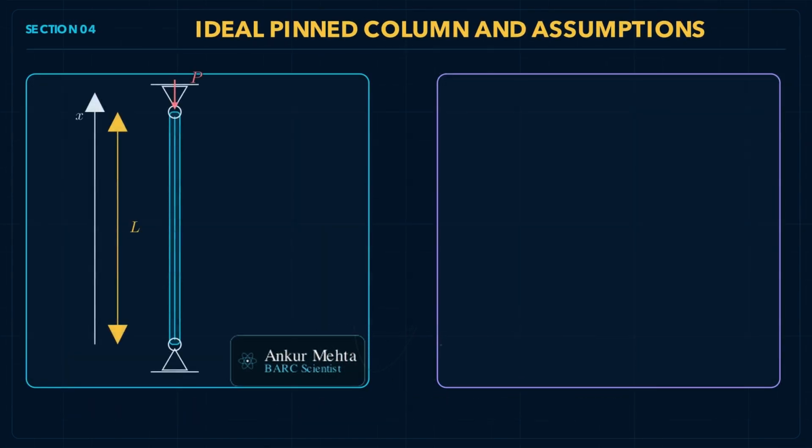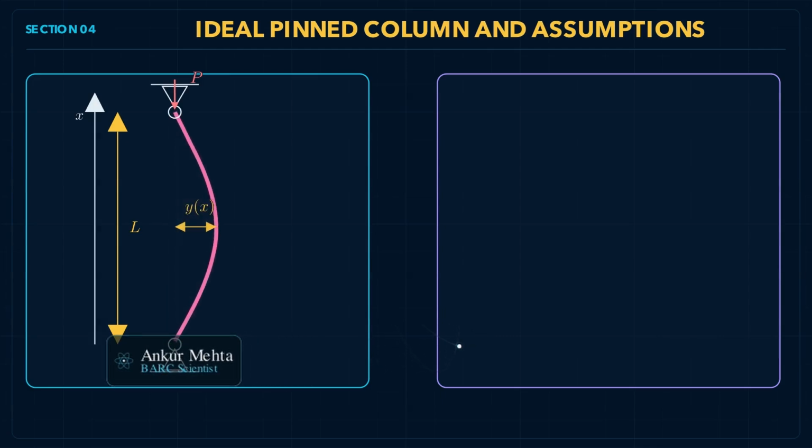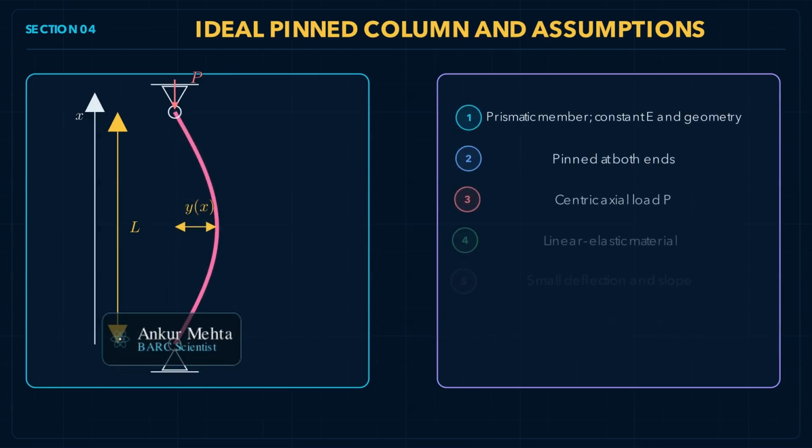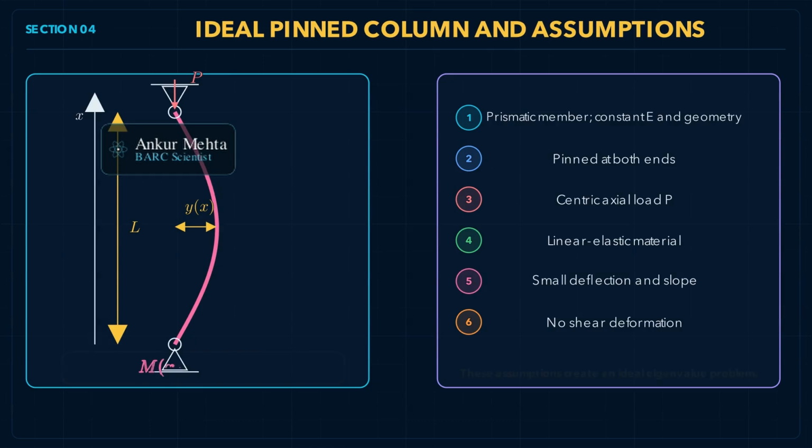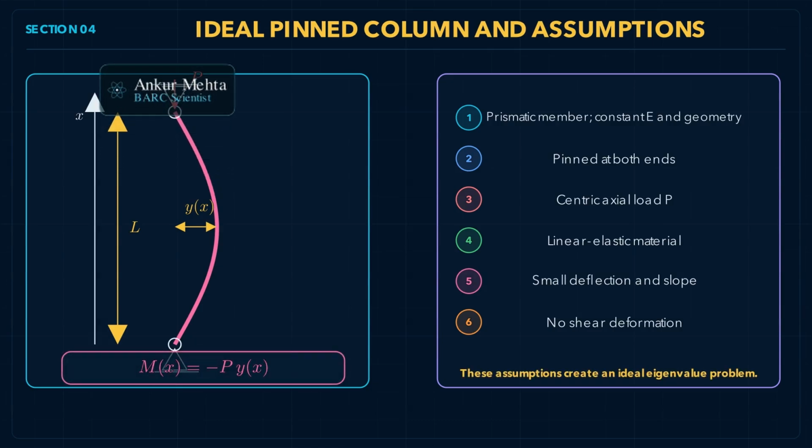We start with an ideal prismatic column pinned at both ends with a total length L. The load P passes perfectly through the centroid. We assume that the material is linear elastic, all deflections and slopes remain very small, shear deformation is negligible, and the flexural rigidity EI remains constant. These assumptions are deliberate. They strip away real-world complexity to set up a perfect eigenvalue problem.